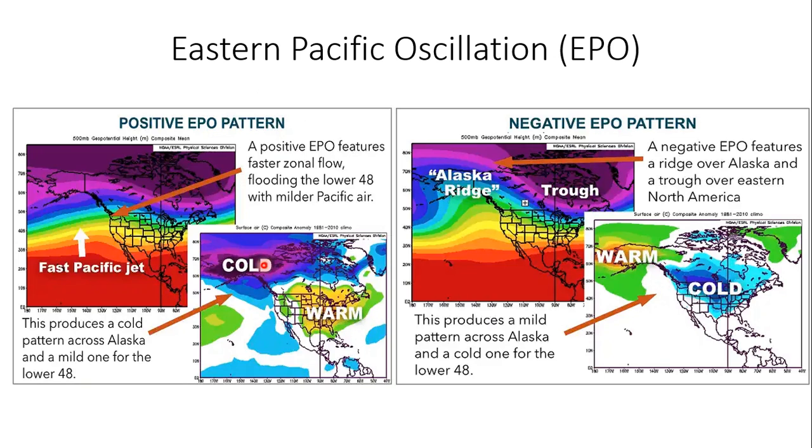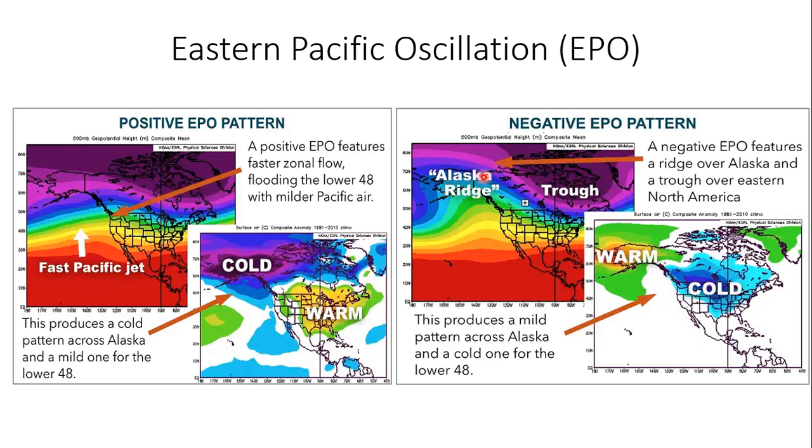Here's an example of the temperature diagram. Now, one other thing about a positive EPO pattern, it produces a very cold pattern across Alaska. Very cold. And generally milder as mild Pacific air dominates the whole United States. Look at how warm it is across the whole U.S. during a positive EPO.